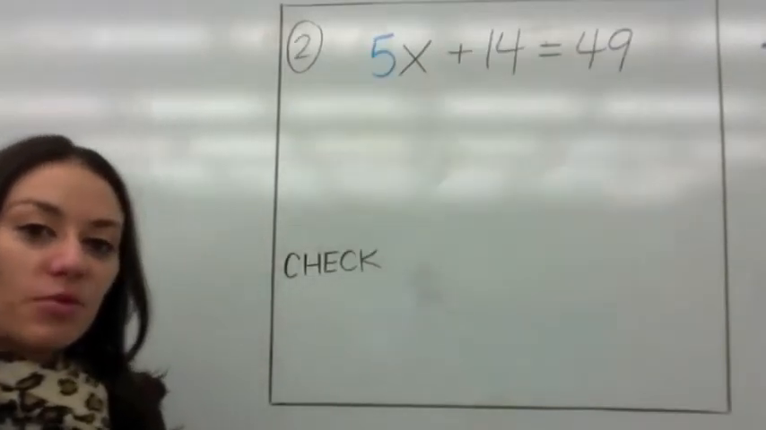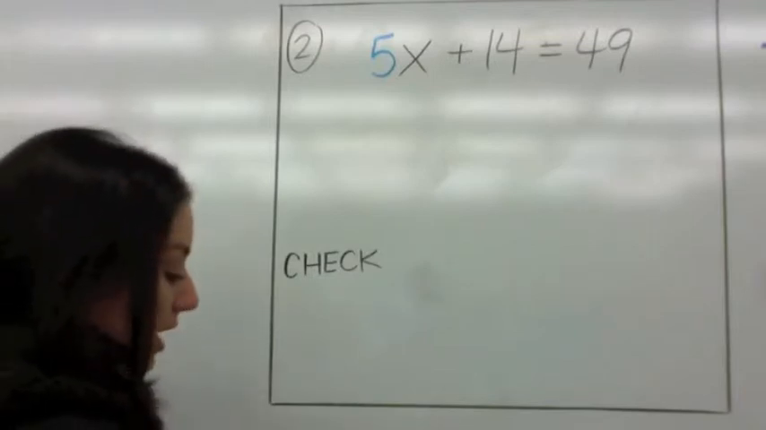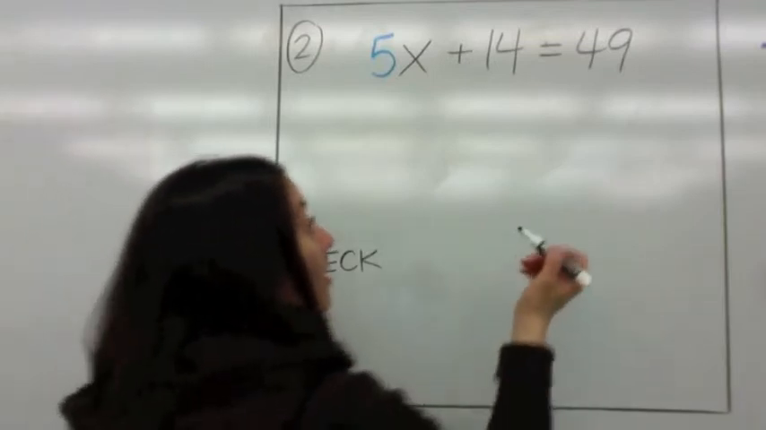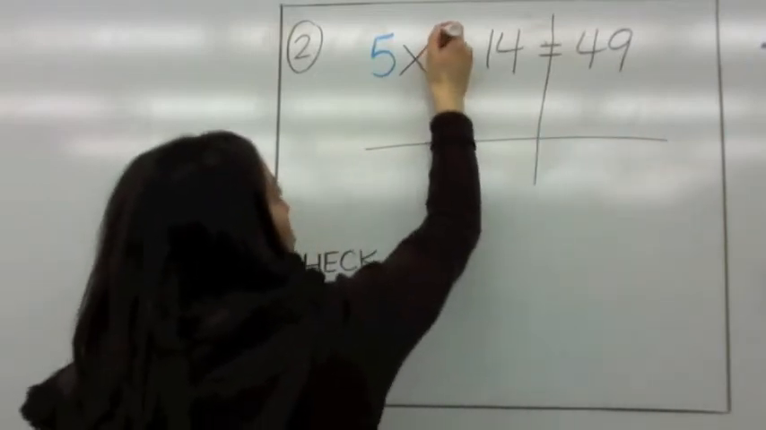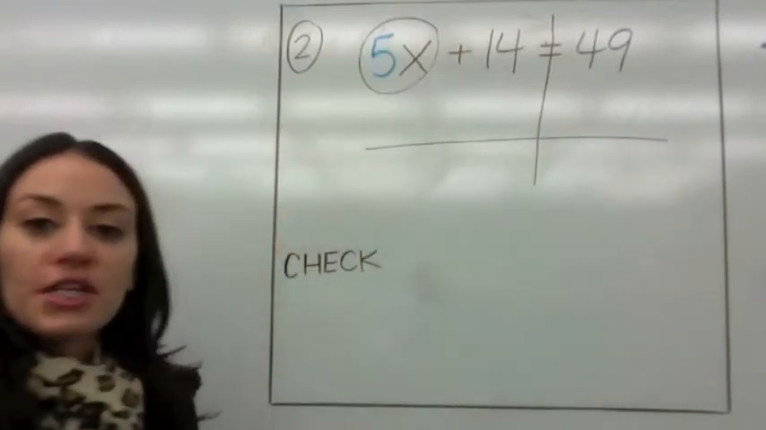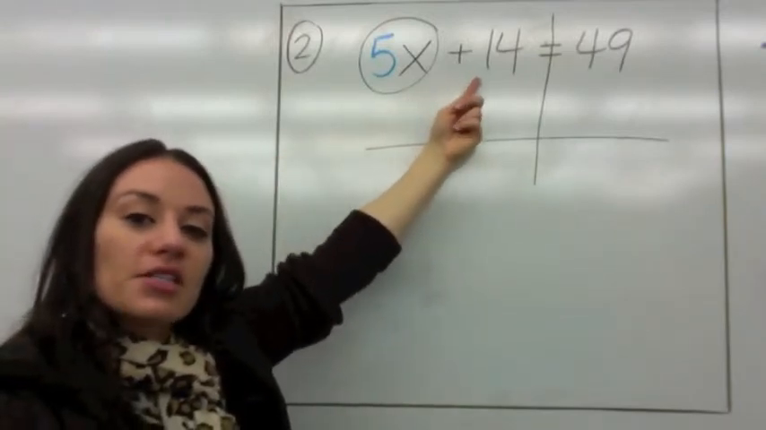Okay, read the next example with me. It says 5x plus 14 equals 49. First you have to draw a T to separate both sides of the equation, and now I want you to circle 5x. We're going to look at the number that is next to the term 5x. What number is this? Positive 14.